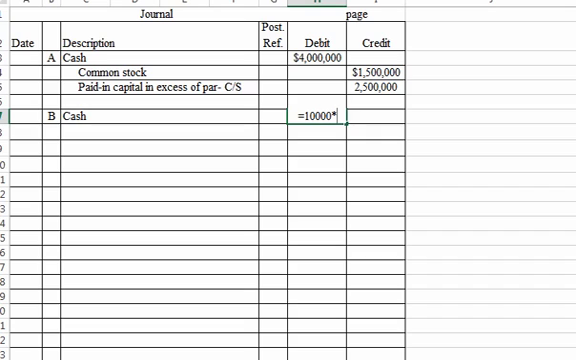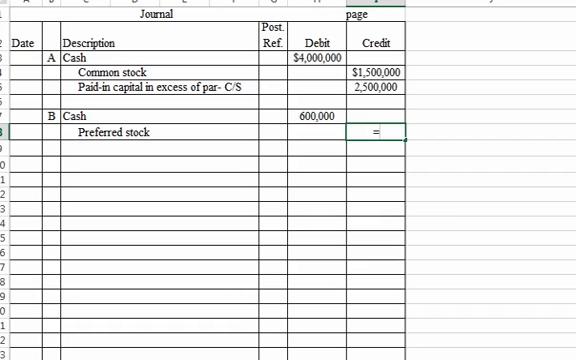Times what was the issue price? $60 per share. So we're going to increase cash by 600,000. Okay, the stockholders' equity account preferred stock increased. Stockholders' equity accounts typically they're going to increase on the credit side.